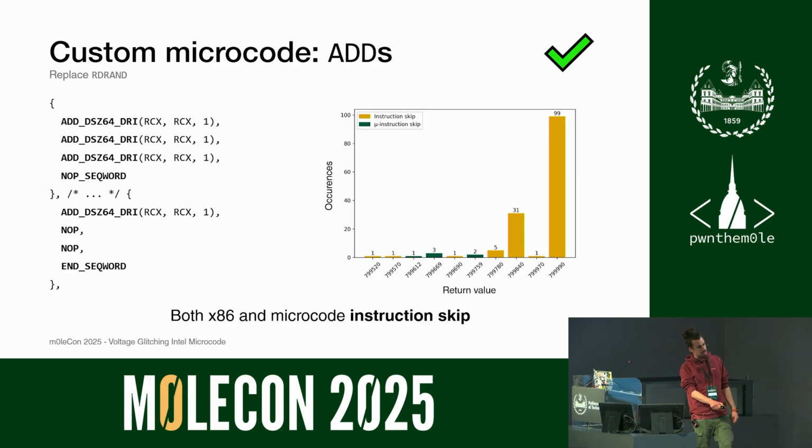The expected value will be 800,000, and most of the time we just get 799,990. But some of the time, yes, we do find that we have skipped one microinstruction here, one microinstruction here, and those are not big numbers. It doesn't happen very often, but it does happen.